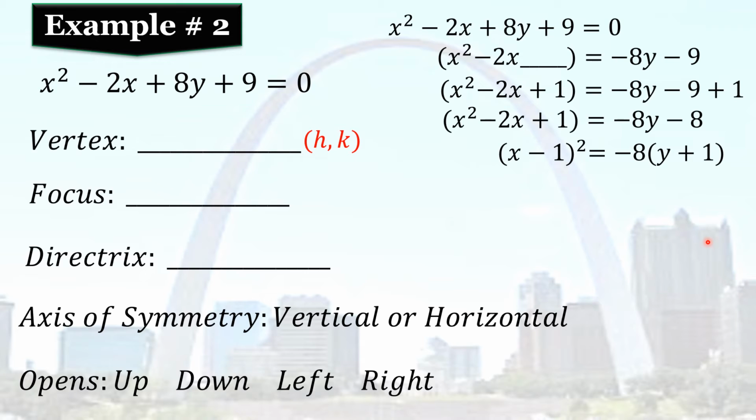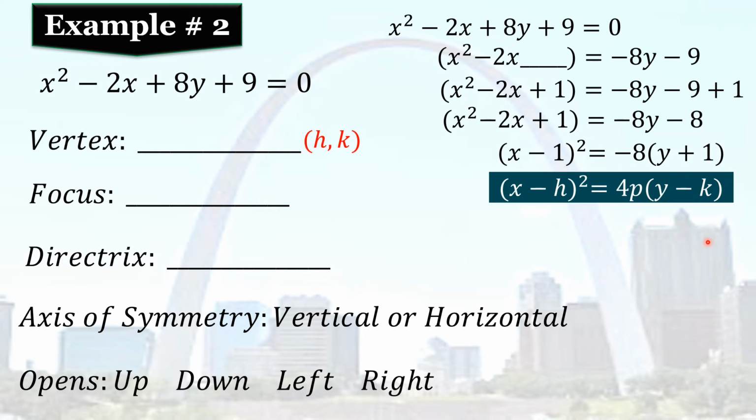Now, we are going to have the format x minus h squared equals 4p times y minus k in order for us to determine the vertex, the focus, directrix, axis of symmetry, and the opening. From here, we are going to equate 4p equals negative 8. So whatever the number here, equate it to your 4p to solve for p. So 4p equals negative 8, dividing both sides by 4, so p equals negative 2.